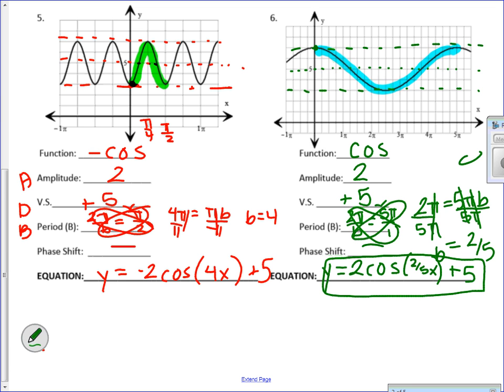Yeah, you're always going to have, that's always for the period, you're always going to have 5 pi over 1 if there's a fraction. Okay. Next page.